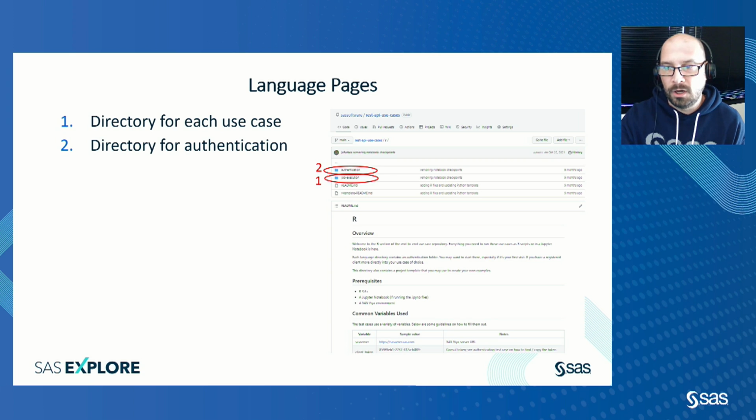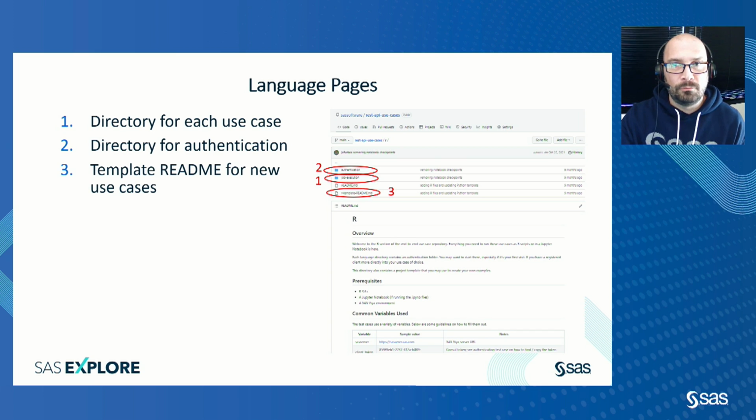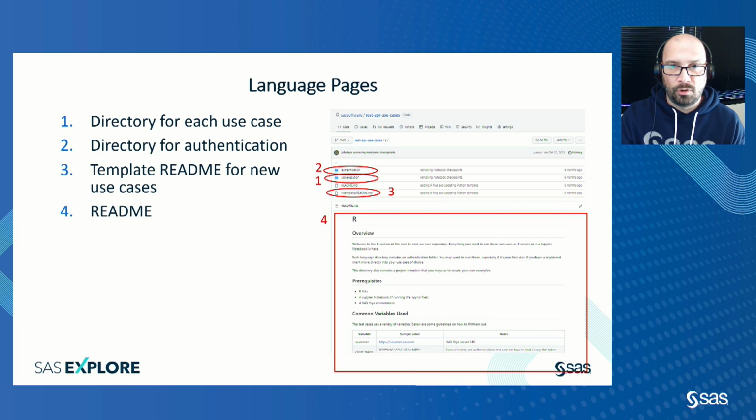We have a directory for authentication specifically, and we'll see both of these as we go to the demo. We have a template README for new use cases. So if you like what you see, you get through it and you say, oh, we should really have a use case to deploy a model to MAS, then you could create your own use case, use that template that's going to walk you through how to create your own use case, and create a pull request for that.